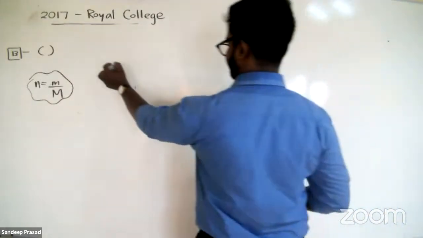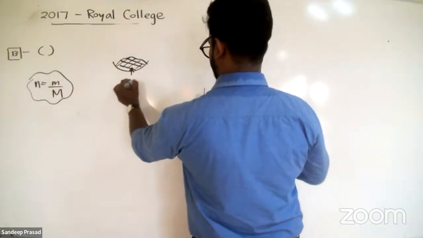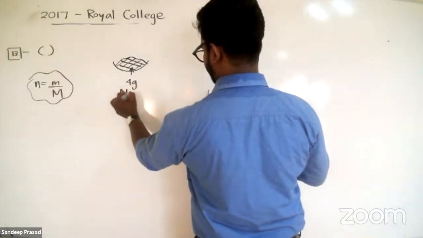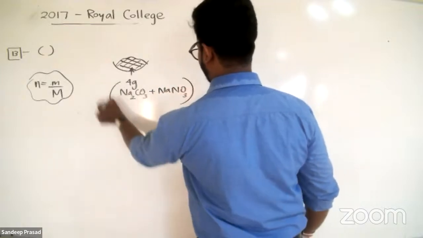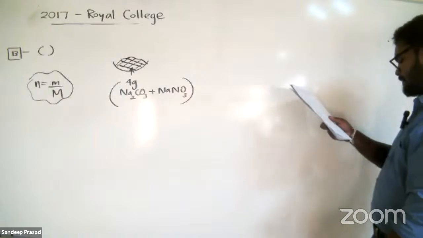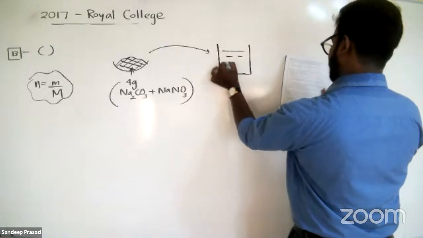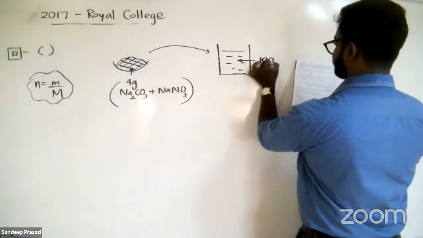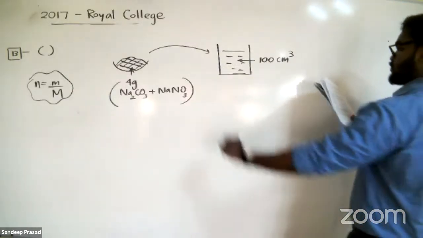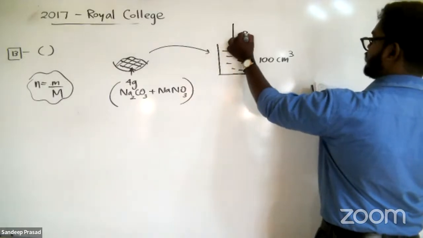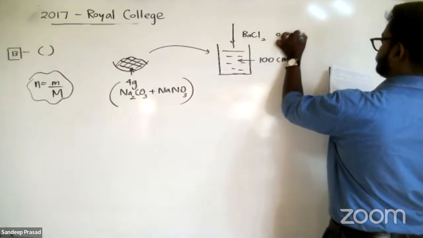So there is a sample which is weighed as 4 grams. This sample is containing sodium carbonate and sodium nitrate, only sodium carbonate and sodium nitrate. And this sample was dissolved in a beaker by making the volume up to 100 cubic centimeter aqueous solution. Then students, they have added barium chloride to this solution. Barium chloride concentration is 0.1, right?